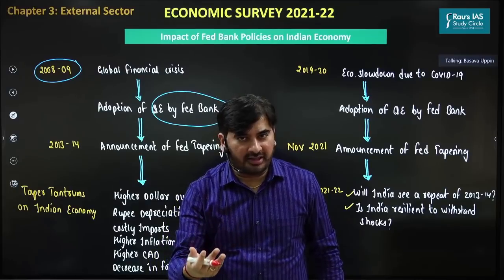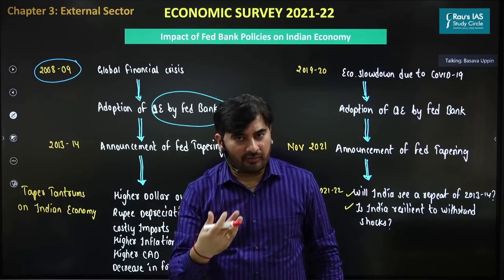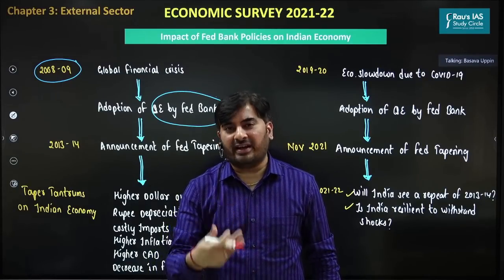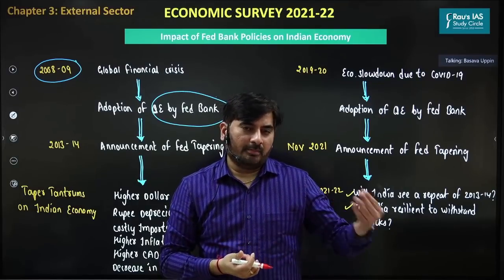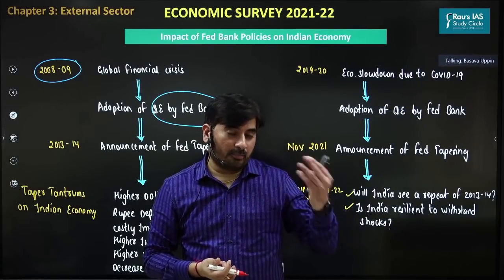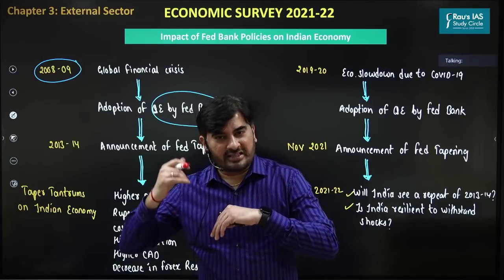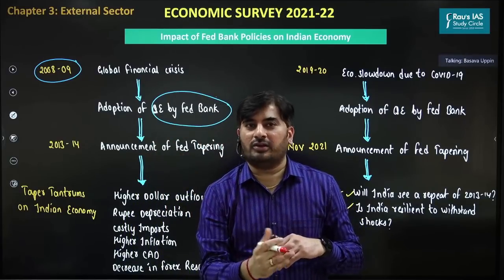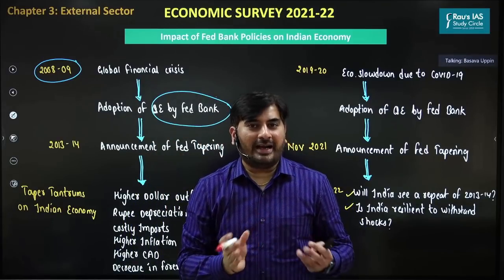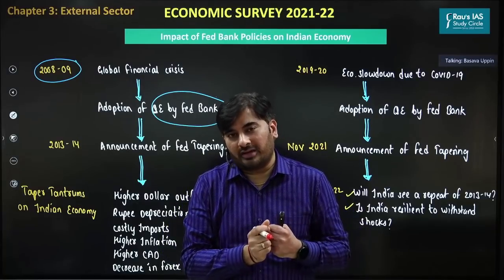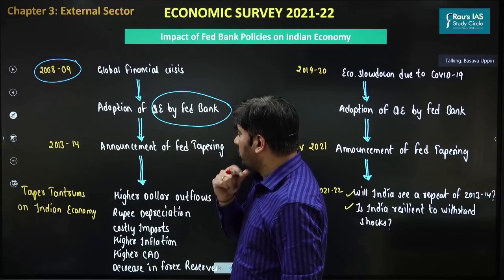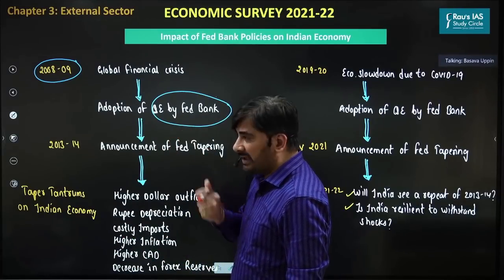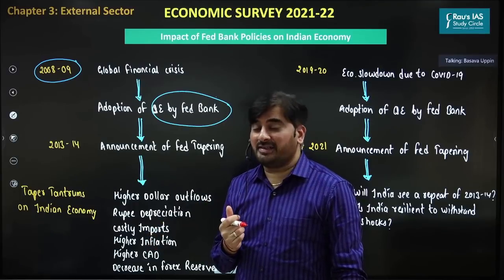You know about quantitative easing policy? As part of quantitative easing policy, the US Fed Bank will purchase bonds from the US market. By purchasing the bonds from the market, the US Fed Bank pumps dollars into the US economy. The idea is to stimulate growth and development. So US Fed Bank had adopted quantitative easing. Slowly, the US economy started recovering.